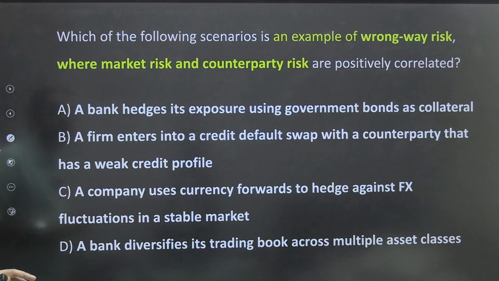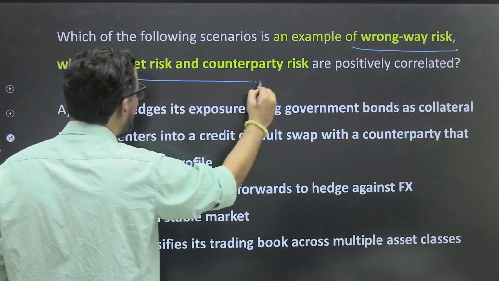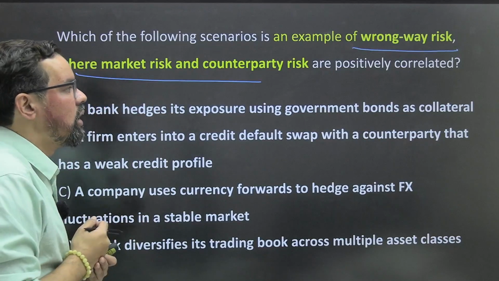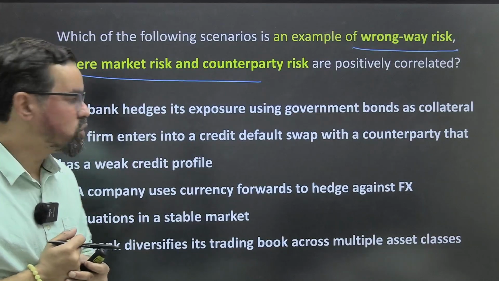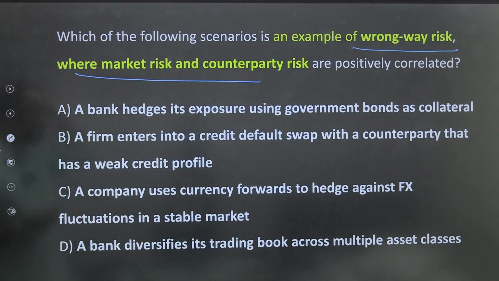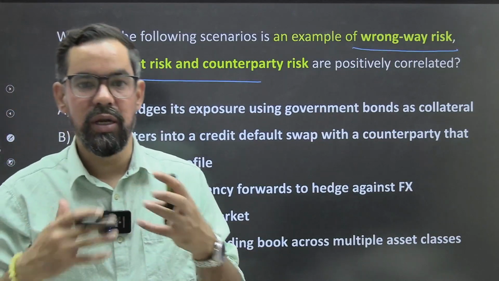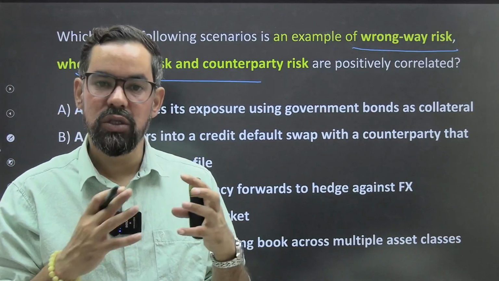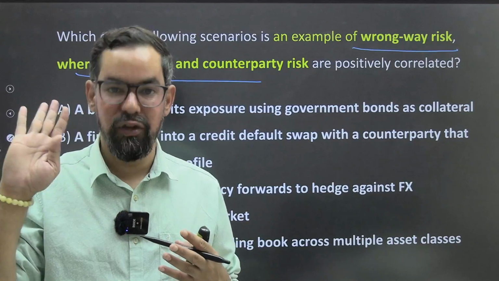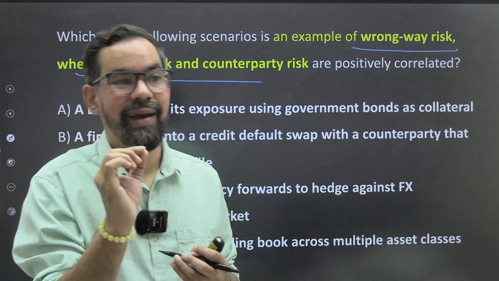Next one. Which of the following scenarios is an example of wrong way risk, where market risk and counterparty risk are positively correlated? So wrong way risk is something like, a bank has its exposure using government bonds, or a firm enters into a credit default swap. Generally, what happens is, let's say we have made some positions or some hedging positions, and the counterparty fails in that situation. I hope I gave you an example about the credit default swap.